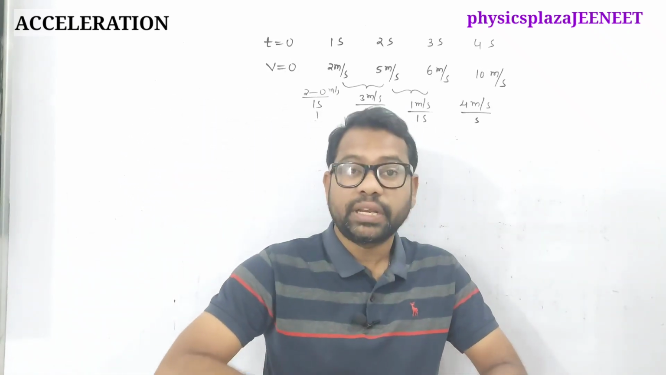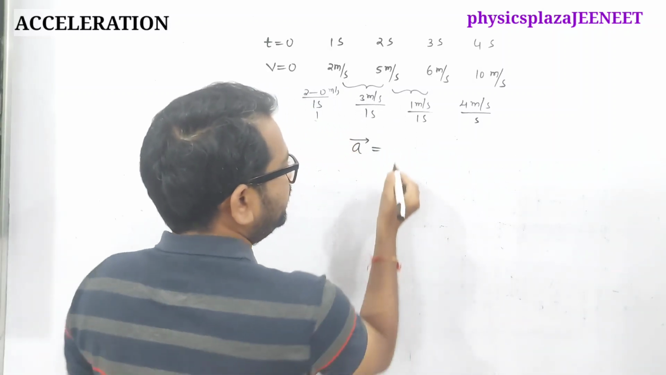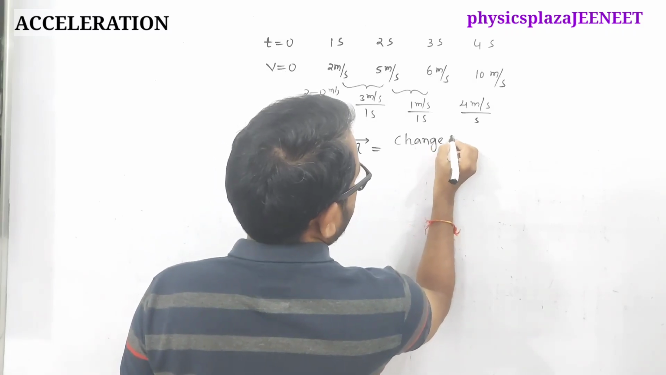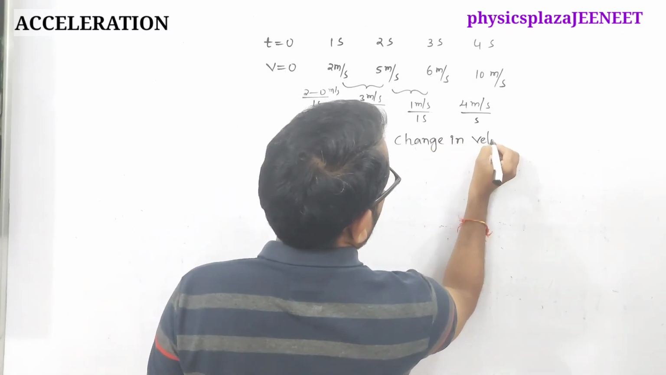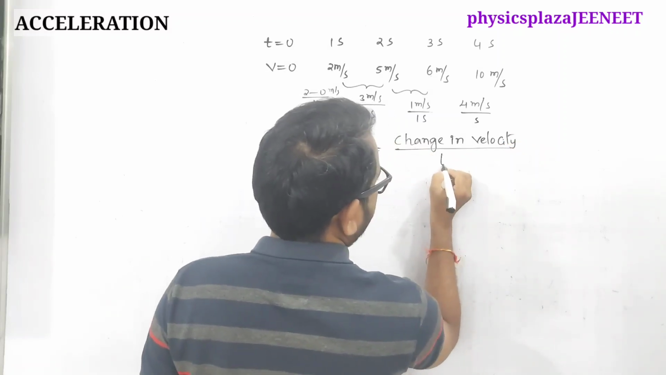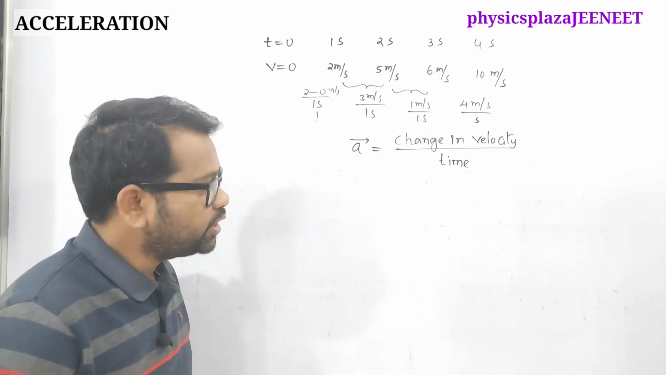So simply, acceleration you should write like this, not just velocity by time change, that's wrong. Some students write acceleration as velocity by time, no, it's wrong. It is the change in velocity by time. Is it clear? Change in velocity by time.